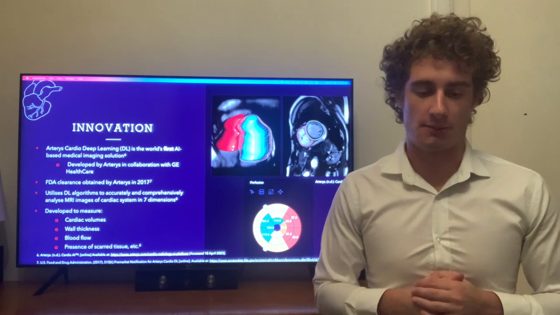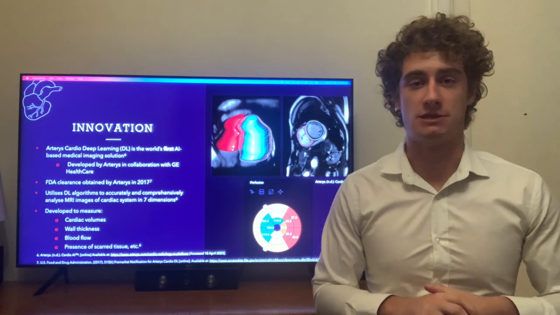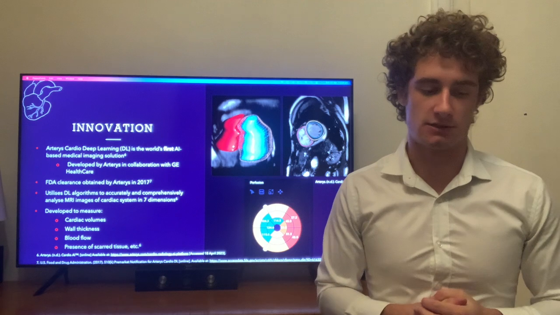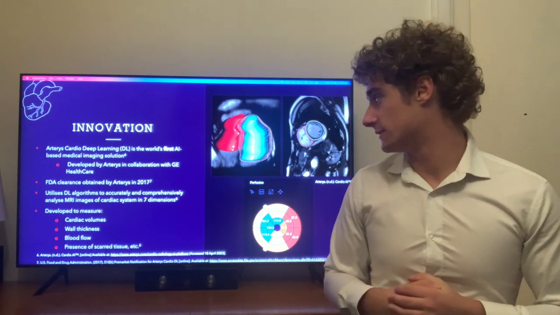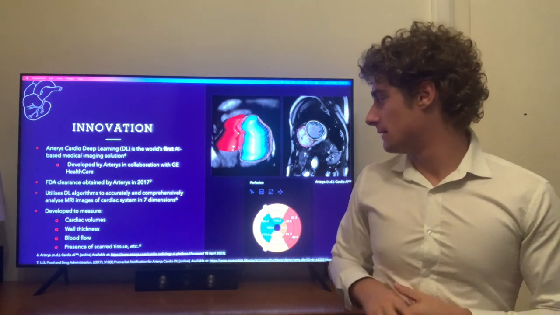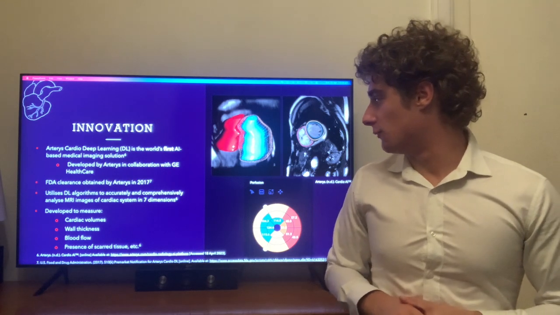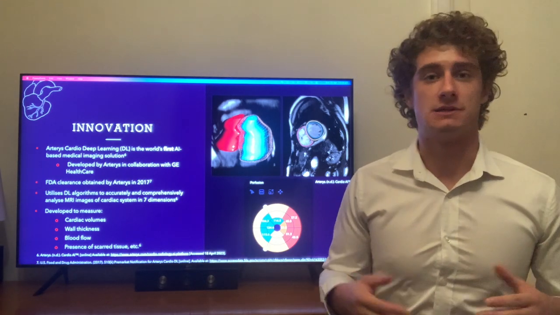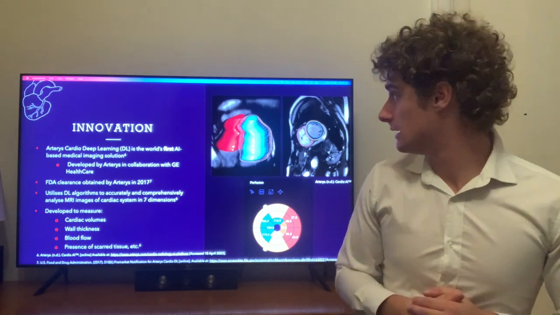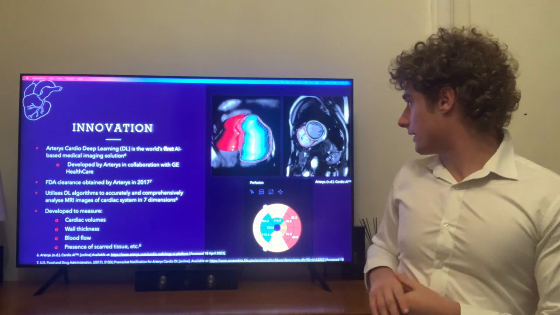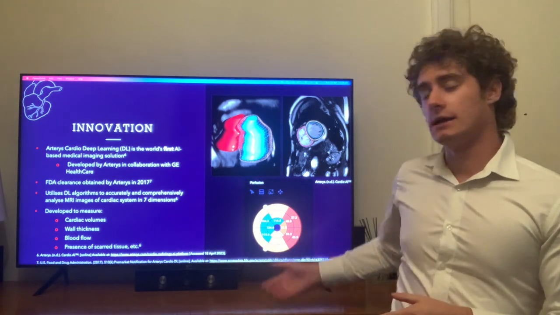And for each cardiac MRI performed, there are 30,000 different images uploaded into a cloud database to perform visualization and quantification. So it's developed to measure metrics such as cardiac volumes, wall thickness, blood flow, and the presence of scar tissue or abnormalities. If we look here, we can see it in action, how it can interpret images and even data into graphs.